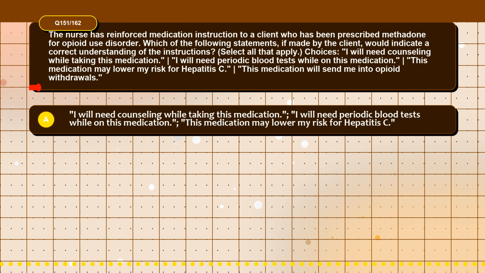Question 151. The nurse has reinforced medication instruction to a client who has been prescribed methadone for opioid use disorder. Which of the following statements, if made by the client, would indicate a correct understanding of the instructions? Select all that apply. Choices. I will need counseling while taking this medication. I will need periodic blood tests while on this medication. This medication may lower my risk for hepatitis C. This medication will send me into opioid withdrawals.